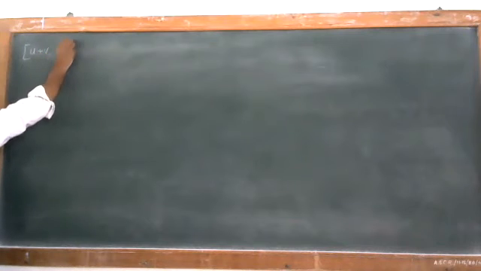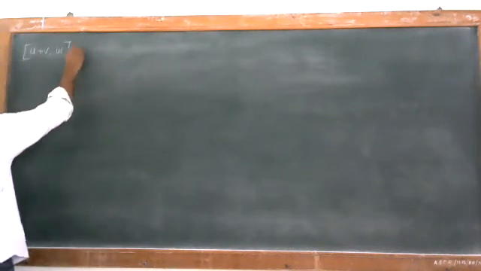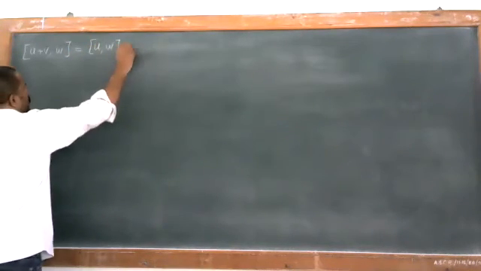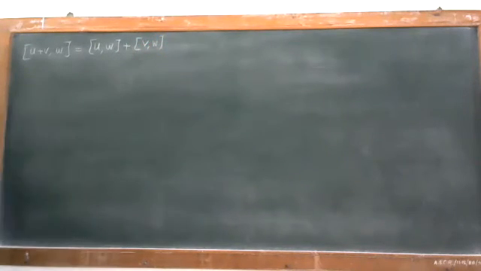Show that, or we'll have to prove the distributive property of this Poisson bracket, and that gives us the Poisson bracket of u plus v, w is equal to the Poisson bracket of uw plus the Poisson bracket of vw. Now we'll have three dynamical variables u, v and w, and for that we'll just have to show that this Poisson bracket gives us these conditions. Okay, now this is the simplest one.